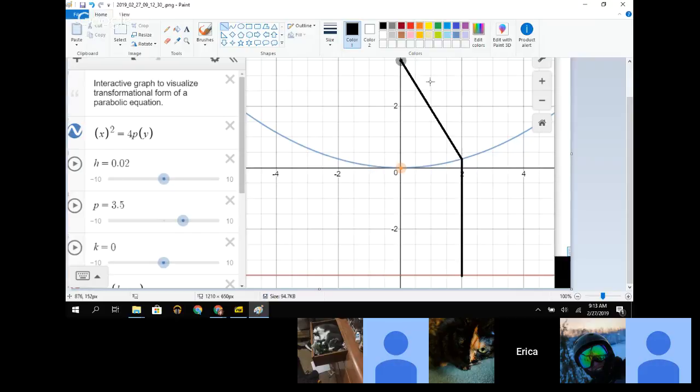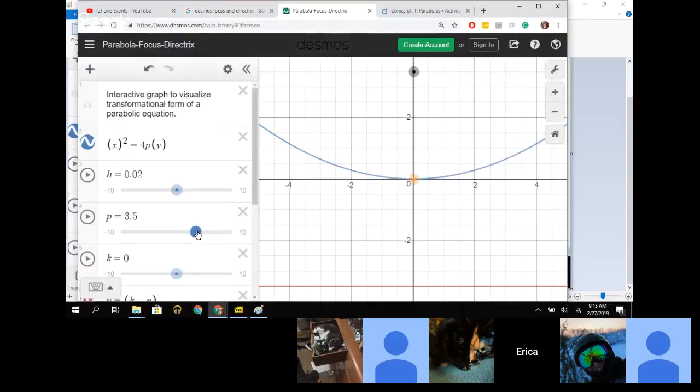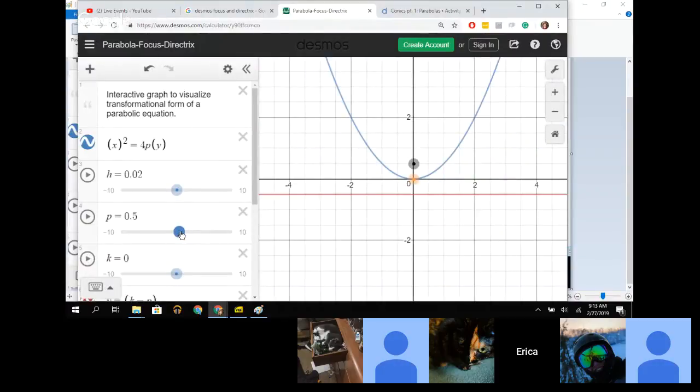They're congruent to each other, right? This line and this line should always be congruent to each other. That's the definition of a parabola. So then you can see if you make your focus point closer to your vertex, for example, if you make it closer, right?